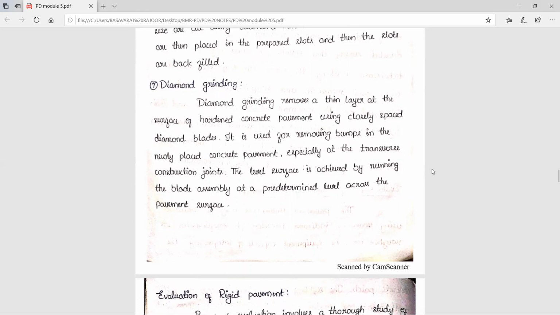The level surface is achieved by running the blade assembly at a predetermined level across the pavement surface, which produces saw-cut grooves. The uncut concrete between each saw-cut breaks off more or less at a constant level above the saw-cut grooves, leaving a level surface with longitudinal texture.